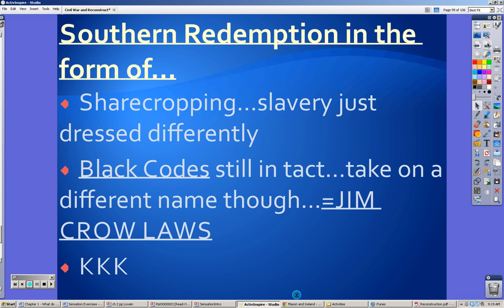And then the idea of black codes is still intact. These rules that they had to follow, they call them a new name. It's called Jim Crow laws. You've probably heard of it. And then we also see the emergence of the KKK.